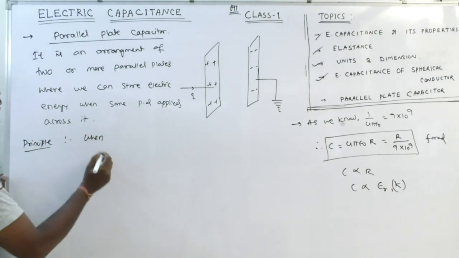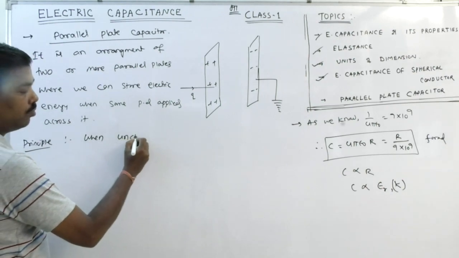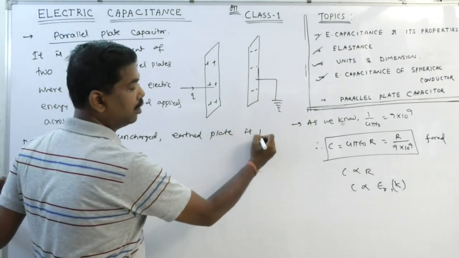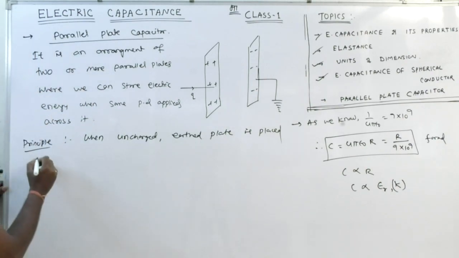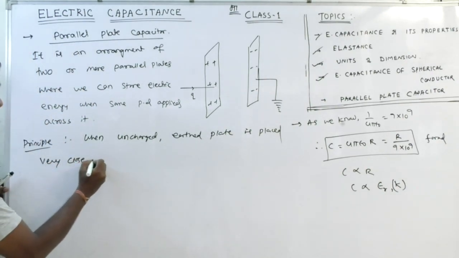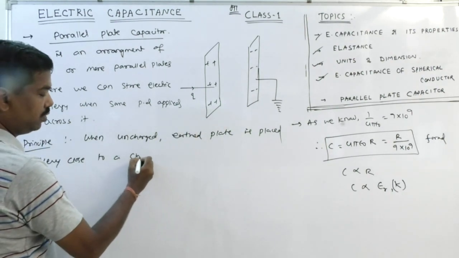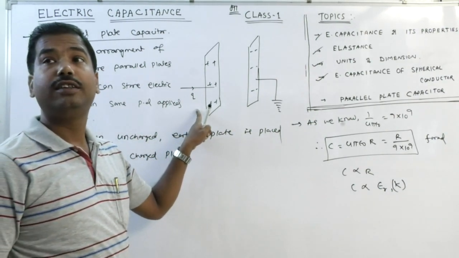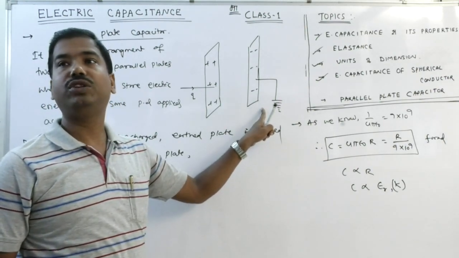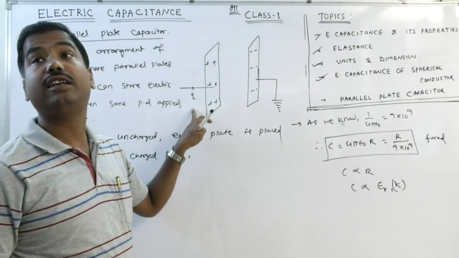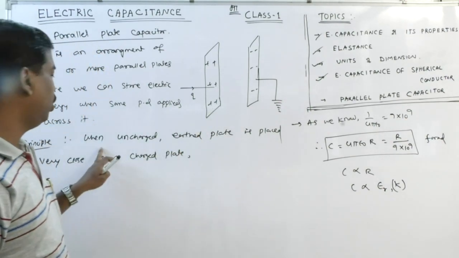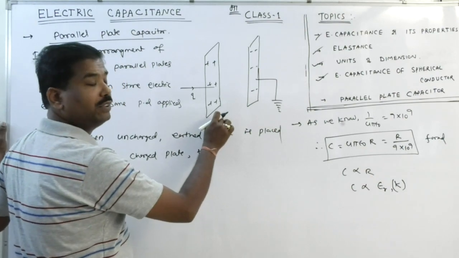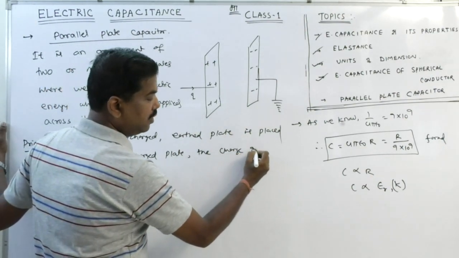Principle: when an uncharged, earthed plate is placed very close to a charged plate, because plate 1 is charged, plate 2 is uncharged and earthed, there is a net decrease in potential. As charge is supplied continuously, the charge gets increased. So when an uncharged, earthed plate is placed very close to a charged plate, what happens? The charge gets increased.